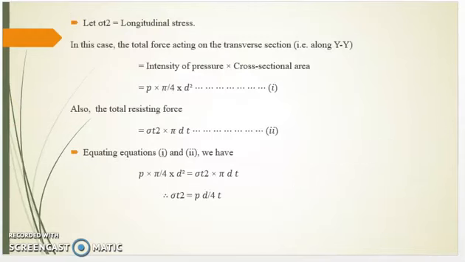Let sigma t2 be the longitudinal stress. Therefore, total force acting on the transverse section is equal to intensity of pressure into cross-sectional area, which is P into pi by 4 d square, equation 1. Total resisting force is equal to sigma t2 into pi d t, equation 2. Equating equations 1 and 2, we get sigma t2 equal to PD upon 4t.